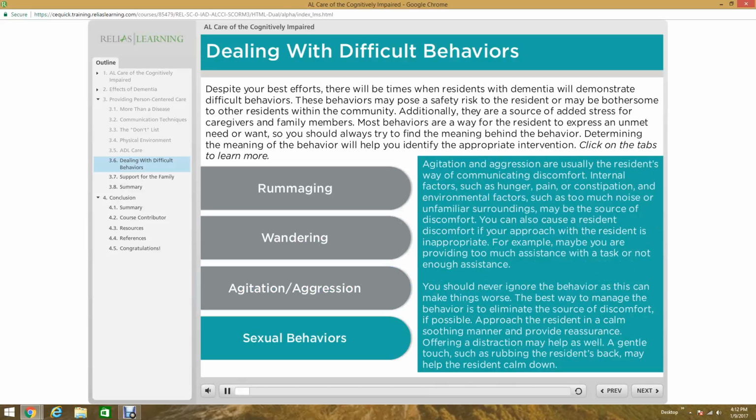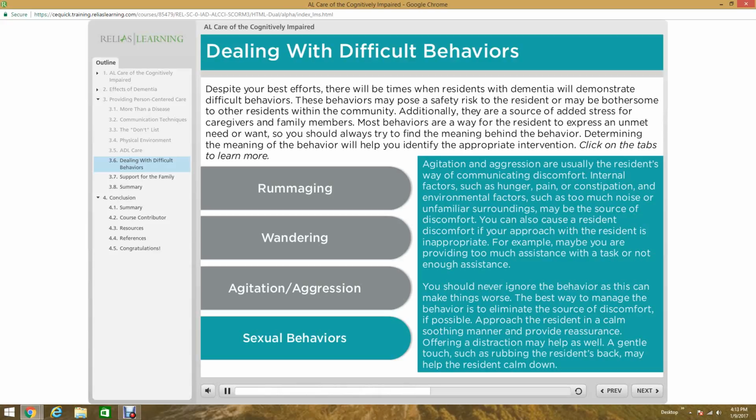Agitation and aggression are usually the resident's way of communicating discomfort. Internal factors such as hunger, pain, or constipation, and environmental factors such as too much noise or unfamiliar surroundings may be the source of discomfort. You can also cause a resident discomfort if your approach with the resident is inappropriate.